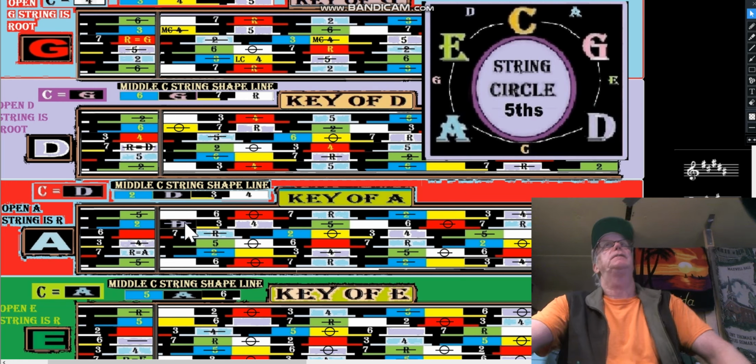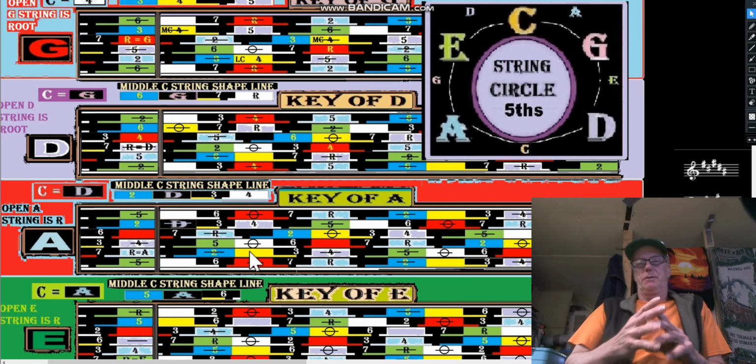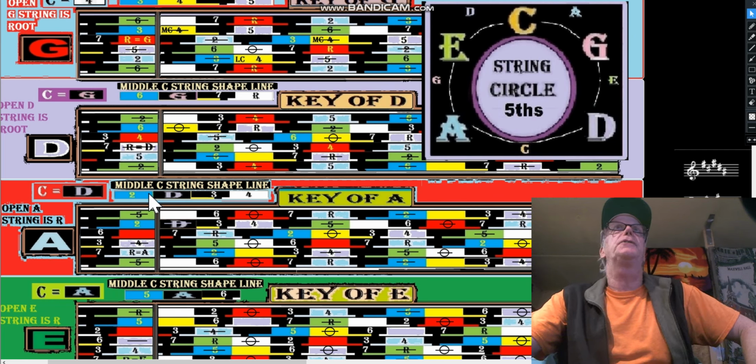Shame on me. Anyway, so that would be the middle C. This would be the lower C. Remember, the middle C string shape line only follows the middle C. So yeah, it's going to be the D string shape, but it has to be the D string shape that the middle C is on. So we skip that one and we'll go on to the next shape.